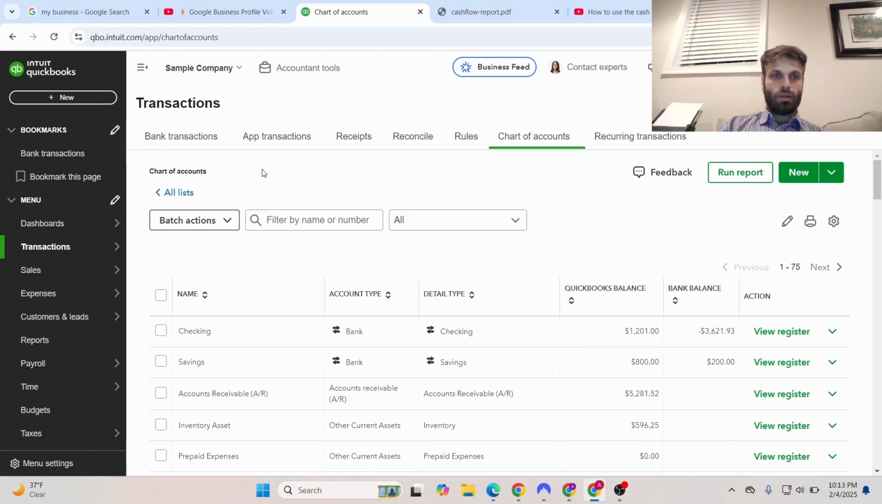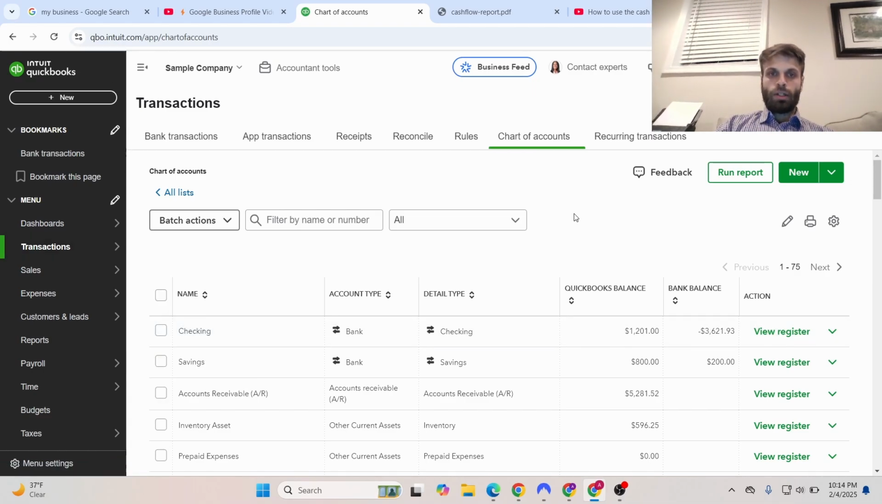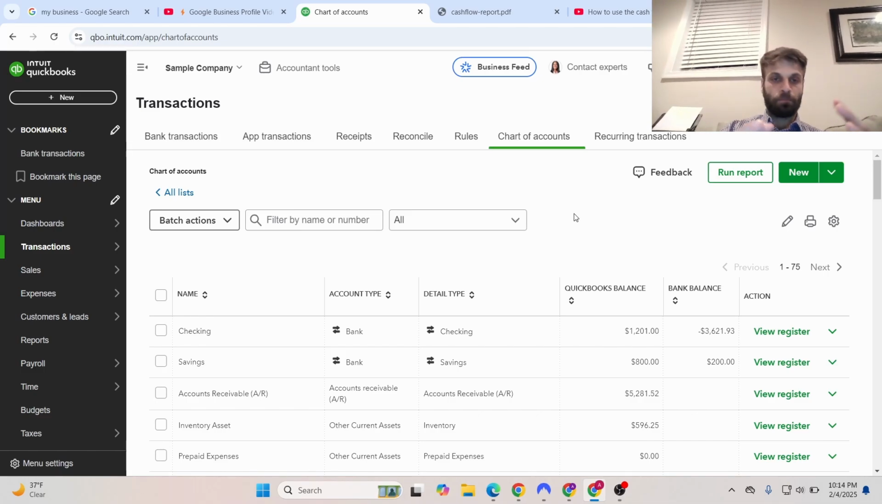And yeah, I just wanted to talk a little bit about the chart of accounts for this sample company that we're looking at today. So yeah, you can view your chart of accounts if you go into your QuickBooks Online, go to Transactions, and go all the way down to Chart of Accounts. So a chart of accounts is a way to categorize money coming in, money coming out into specific categories.